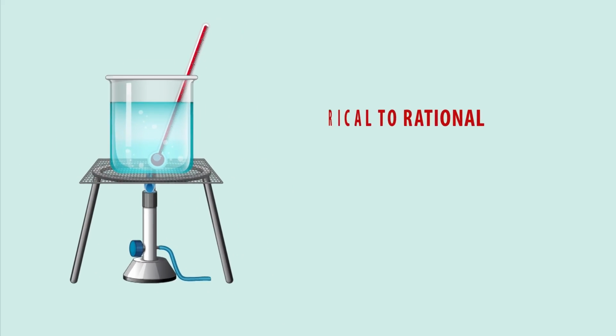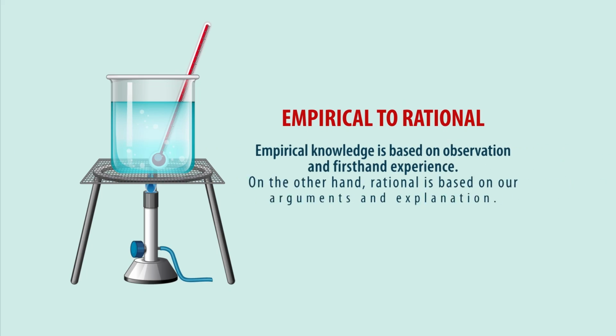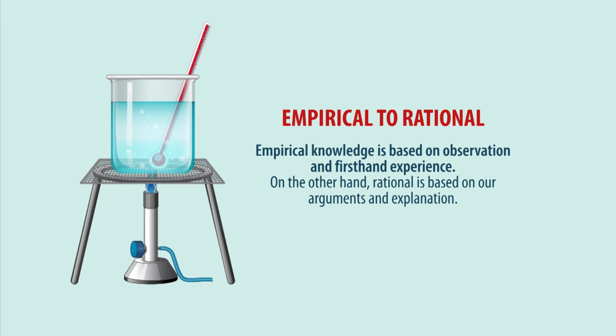The next maxim is proceeding from empirical to rational. Empirical is something which is visible, and rational is something which is logical. The maxim states that empirical knowledge is based on observation and first-hand experience.